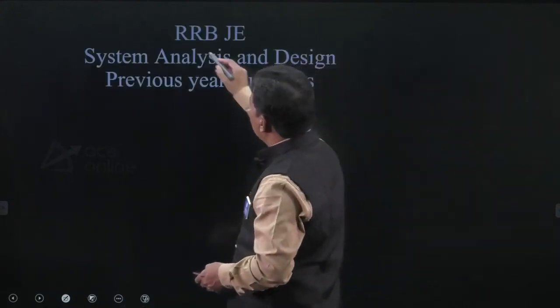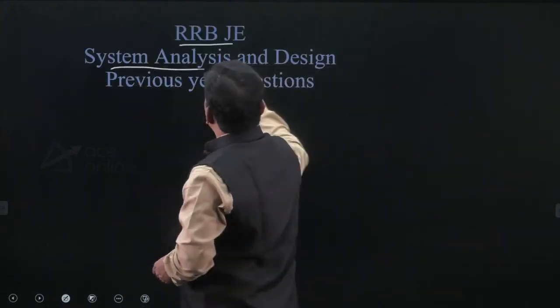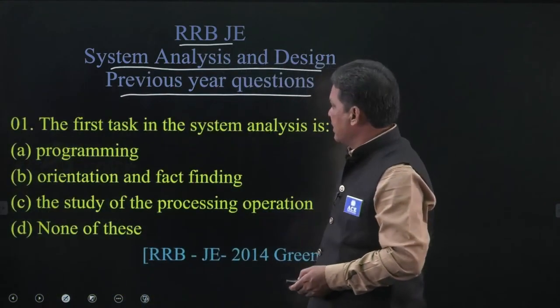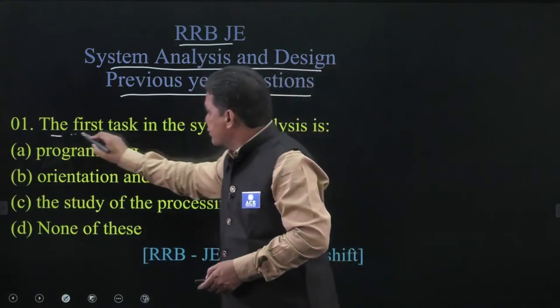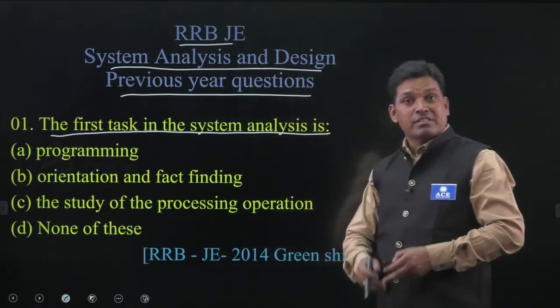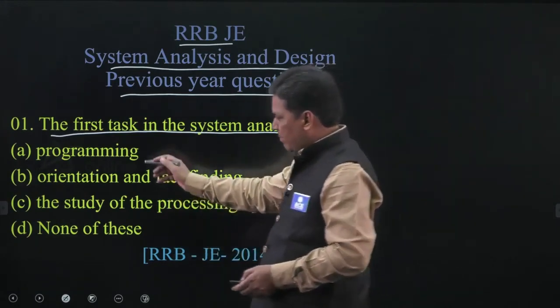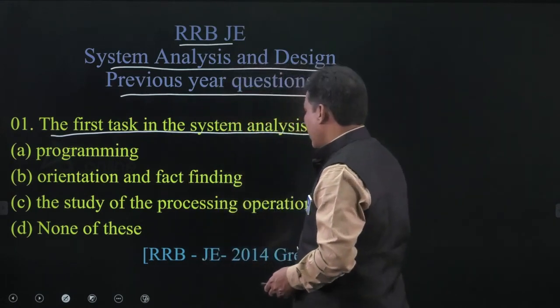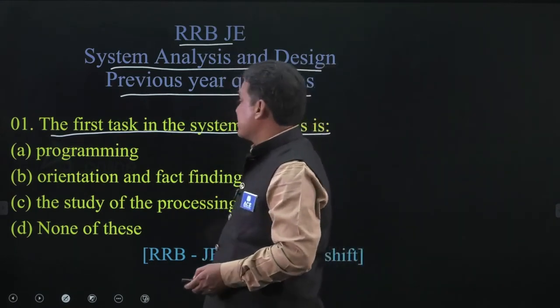Next we are going to discuss RRB JE system analysis and design previous year questions. So we will discuss previous year questions. What is the first question here? The first task in the system analysis process: is it programming, orientation and fact finding, the study of the processing operation, or none of these? So what is the correct one here?